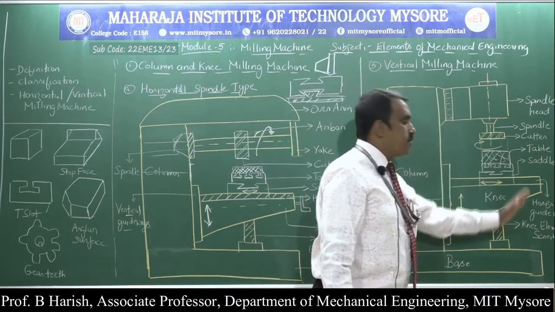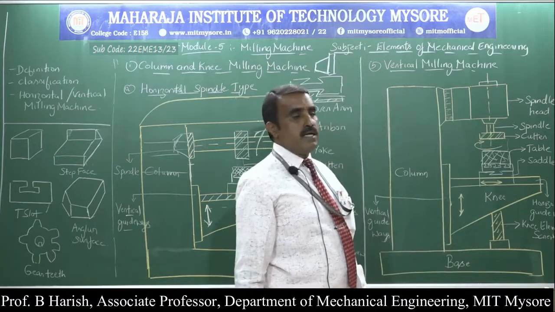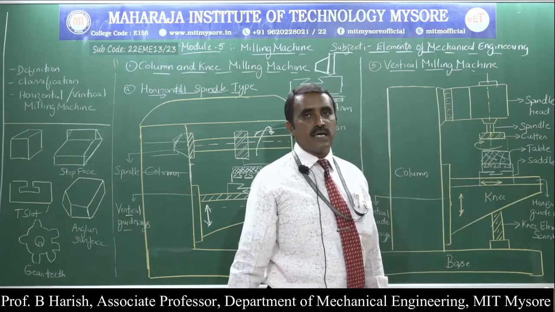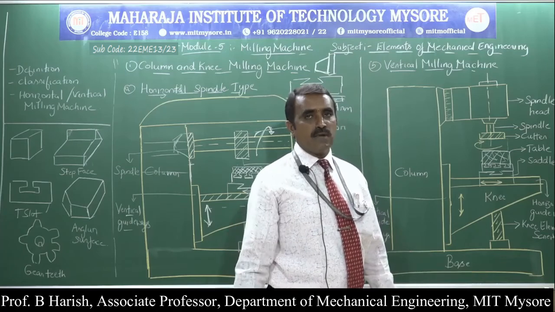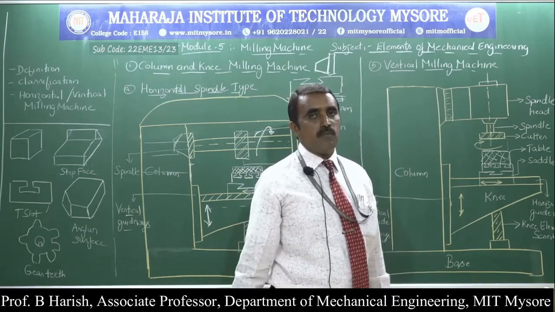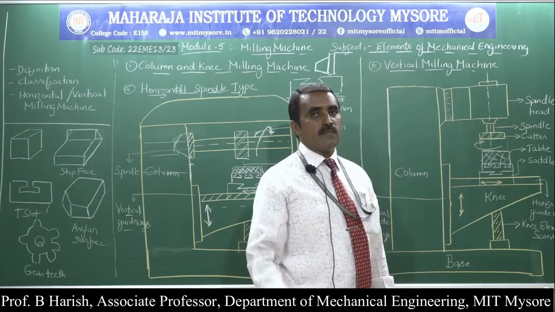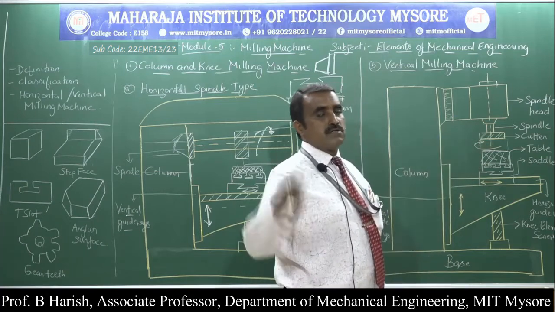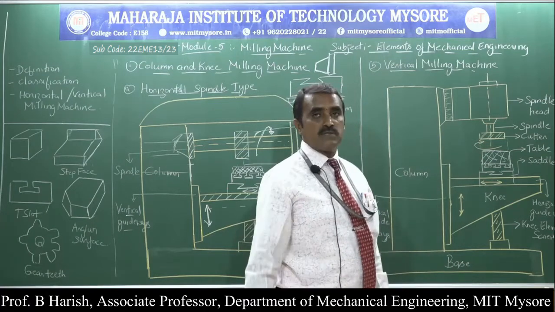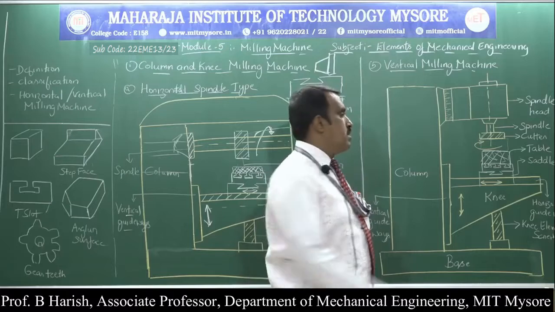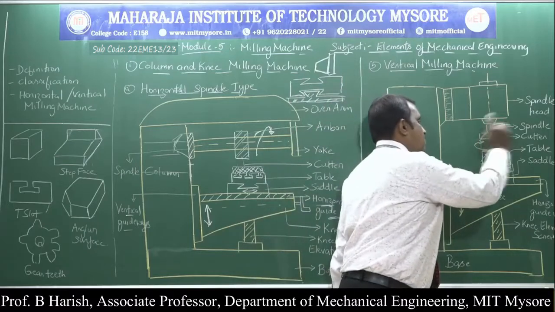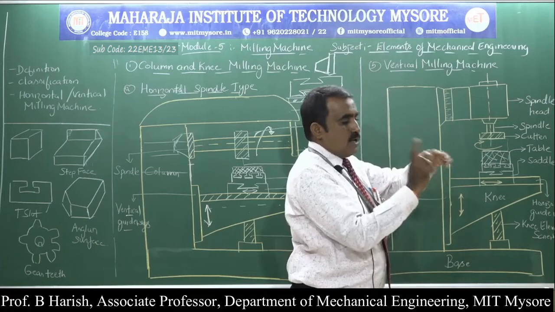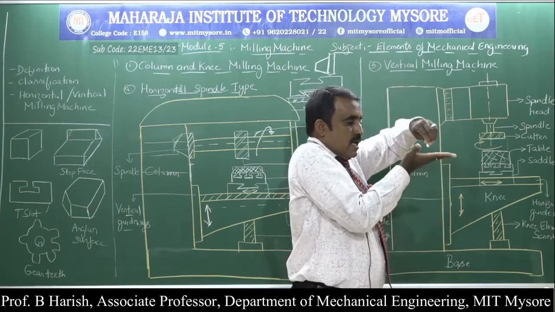Once these preliminary things are completed, you can fix the tool. Select the type of the tool once again, as the tool is not common in case of a milling machine. Depending upon the operation you are performing, you have to select that particular type of tool. The tool is fixed to the spindle, then the machine is switched on, the spindle will be rotating, and the table is moved.